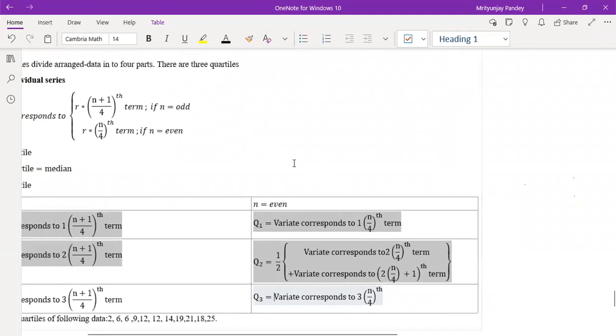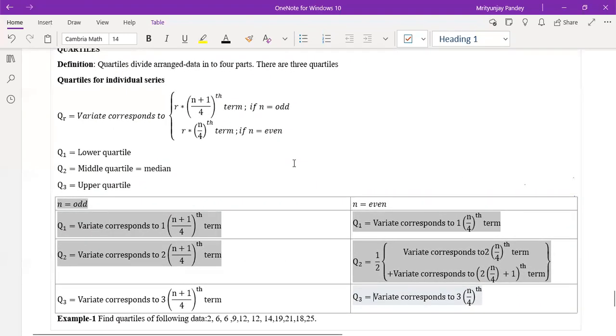So the definition of quartile is nothing but dividing arranged data into 4 equal parts. Now the first formula, quartile for the individual series. Basically there are 3 types of data. First one, individual series or raw data. Second one, frequency distributed data. Third one, the grouped data. For the first type of data, I mean individual series, how to calculate the quartile? This is the common formula for quartile.